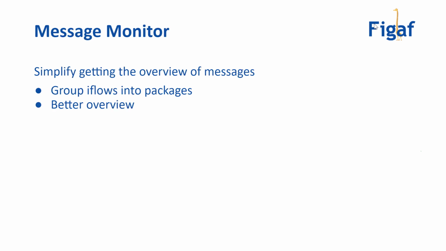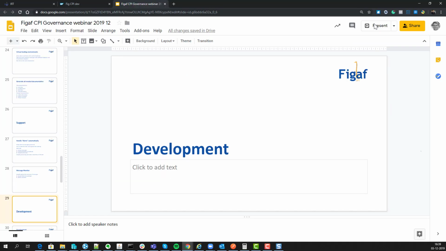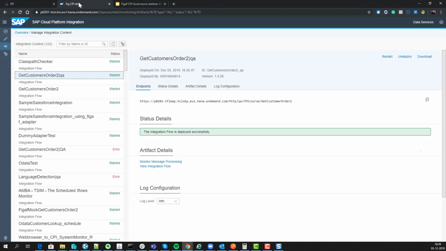We also have a message monitor, where you can go in from a user perspective to find what that user is supposed to see. So you'll create a finance interface, you'll create an HR interface. Then in the Figaf tool, you can assign users to these two iFlow monitors, and they can then see the iFlows that they are able to work with. And so let me just show you how that works.